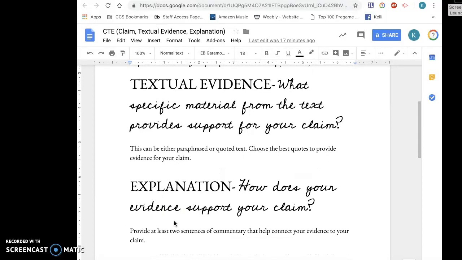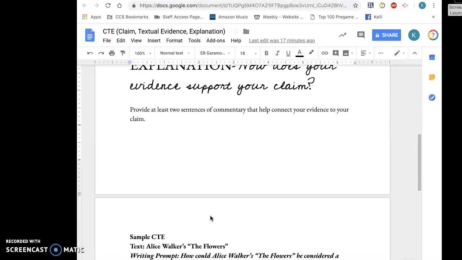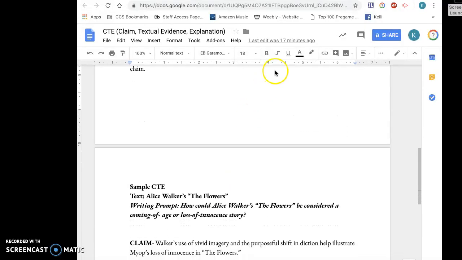The last part of a CTE response is the explanation. How does your evidence support your claim? So you've given me what you intend to prove. You've given me the material that you think proves that. And now you have to explain to your reader, to your audience, how that evidence that you chose connects to your thesis. This should always be at least 2 good sentences of commentary. Most often it'll be much more extensive depending on the length of what you need to explain.